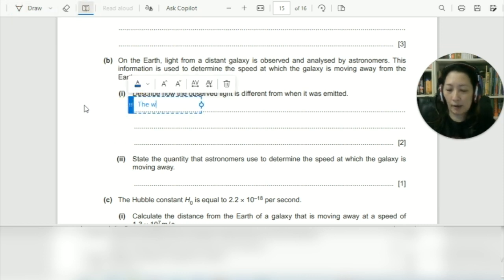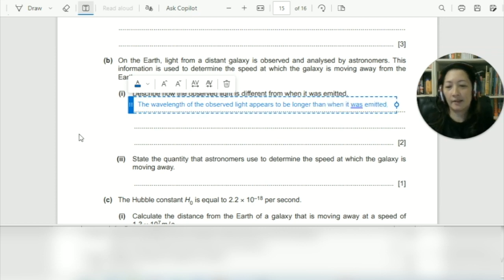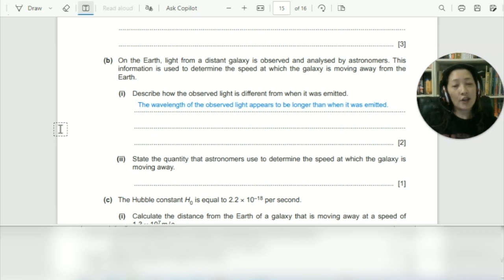So the wavelength of the observed light appears to be longer than when it was emitted. Let's check our answer against the mark scheme.